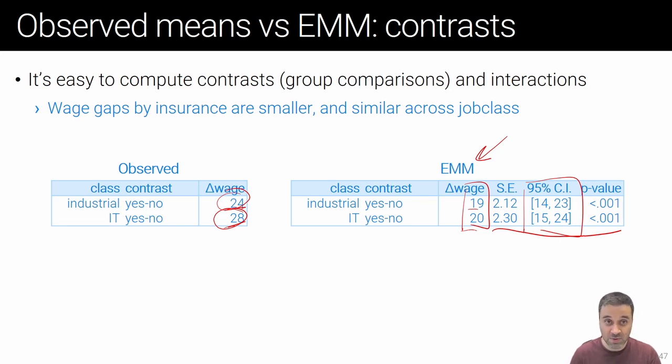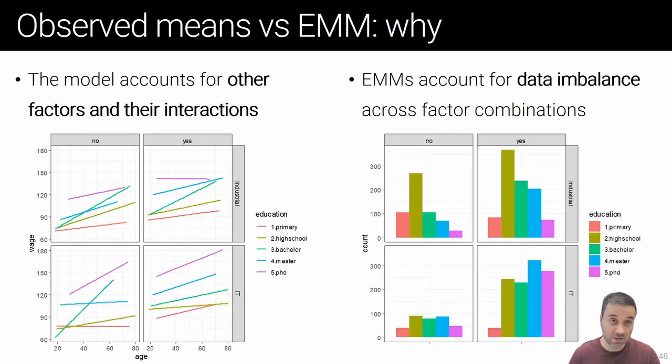Why all these differences between the observed scores, the raw scores, and the model? Basically because of two things. On the one hand, the model accounts for other factors and their interactions. Here, for instance, in this plot on the left side, we are plotting the relationship between the wage and the age. We are faceting by insurance, yes or no, and by job class, industrial and IT, and we're plotting separately the education level. What we see is that the lines are, of course, not parallel to each other in all cases. We have different intercepts. We have many different interactions.